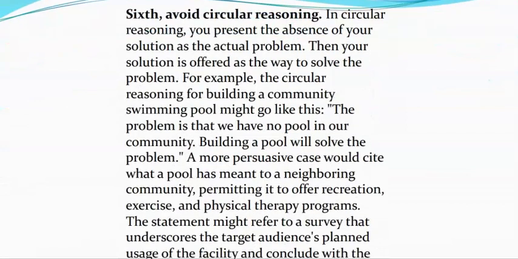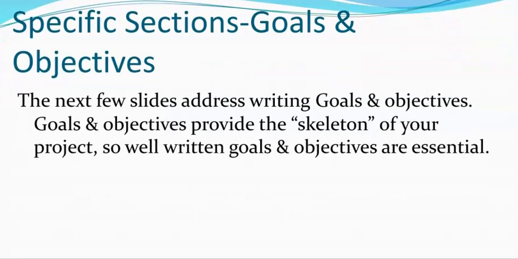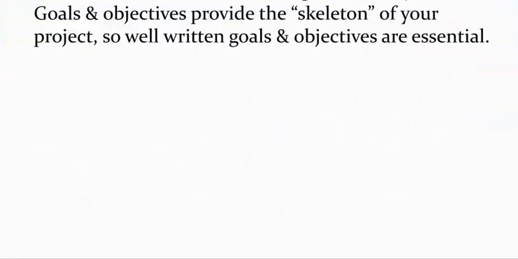Sixth, avoid circular reasoning. In circular reasoning, you present the absence of your solution as the actual problem. We discussed this in a previous session. Then your solution is offered as the way to solve the problem. So now let's talk about goals and objectives.